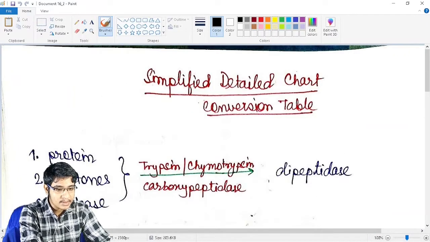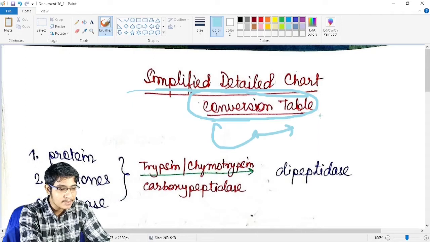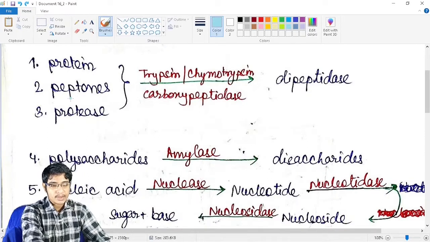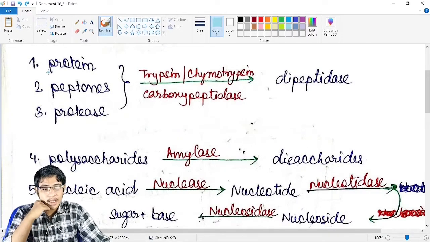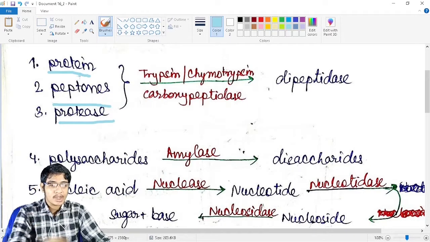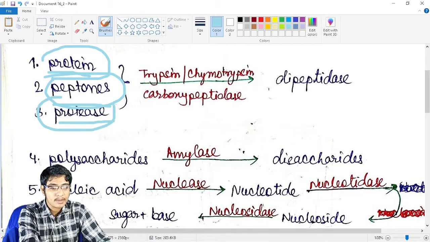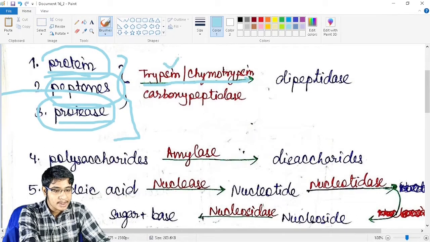So what does this page say? This is the simplified detailed chart, the conversion table. From complex substance to simpler substance, let us have a look at how this happens. First of all, we have three things: proteins, peptones and proteases. These three substances come in contact with trypsin, chymotrypsin and carboxypeptidase.